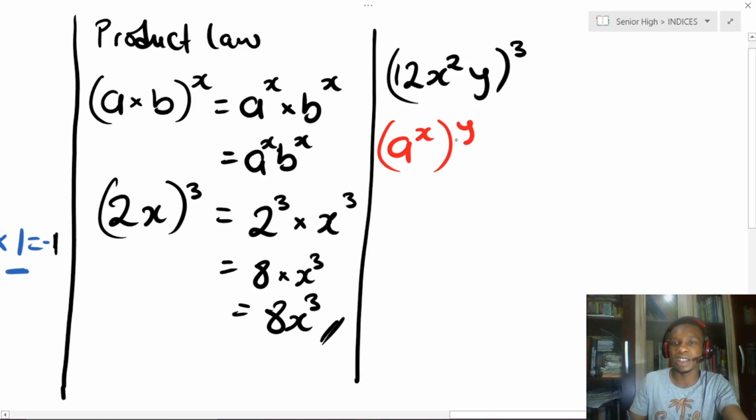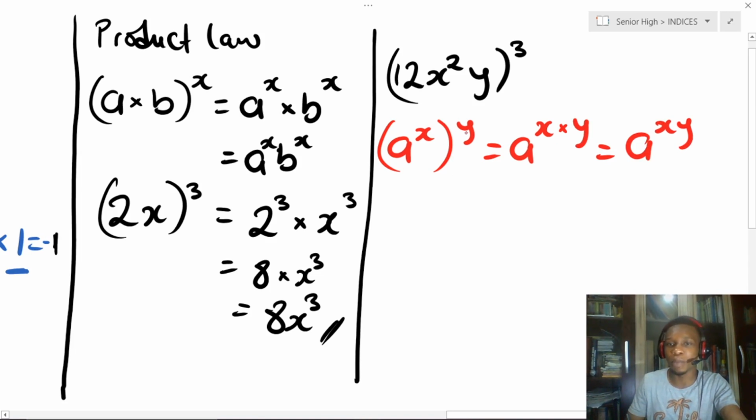Now when you have something like this kind of case, it becomes a raised to the power of x multiplying y, and that gives us a raised to the power of what? xy. Because when you are opening the brackets, the power here will multiply the other power. So index multiply index, x multiply y, and you have xy.